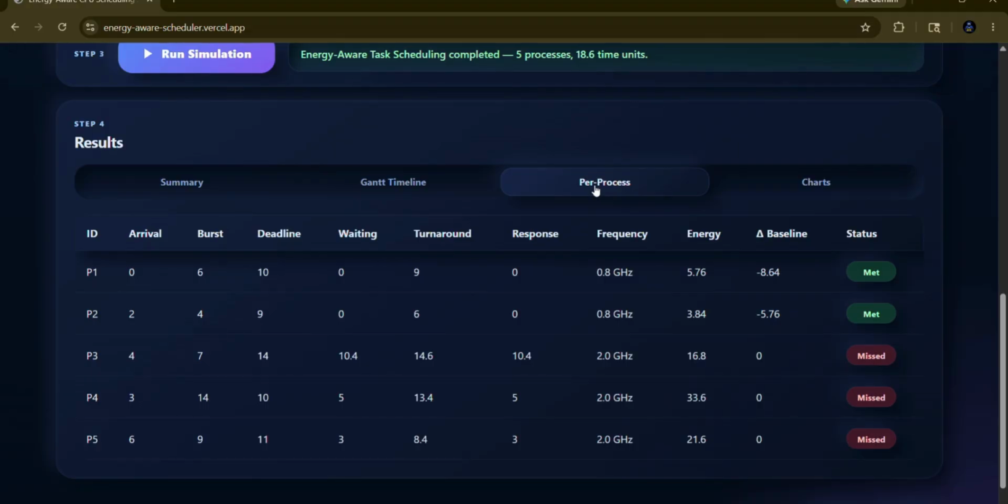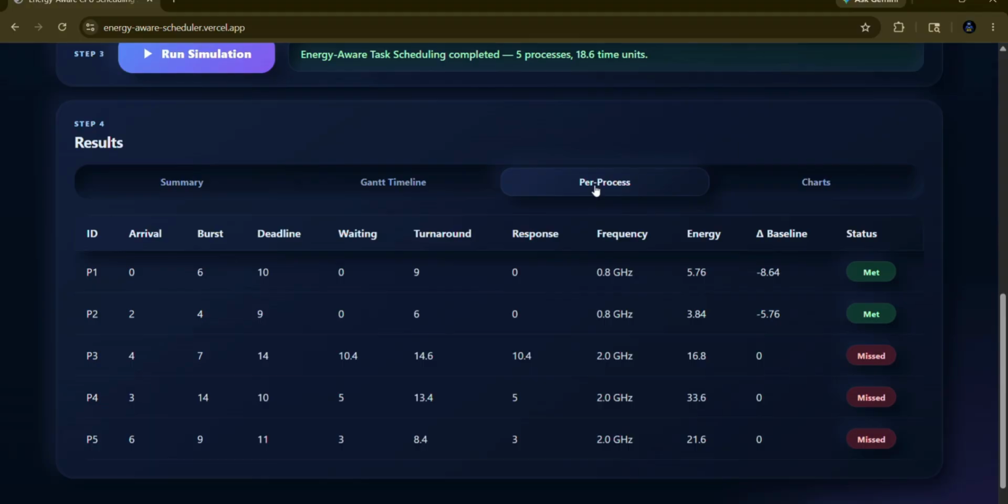Process 4 is the biggest reason. It had a burst time of 14 but a deadline of only 10, which is nearly impossible. Process 3 waited 10.4 time units before even getting CPU access. Way too late.